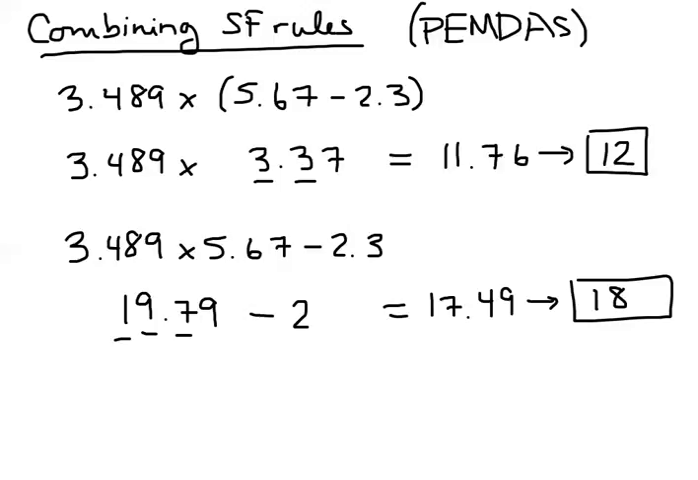Because, sorry, I was trying to erase. Okay, because 19.79 minus 2 is 17.79. We want that specific to the ones place now, which would mean it would be 18. So depending on that second number, the second step can always change the significant figures from the first step.